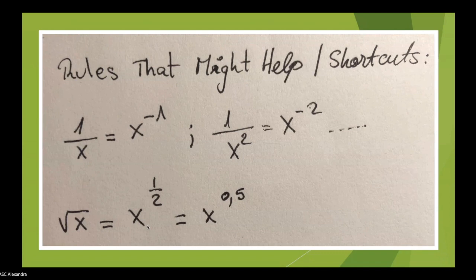But those are some, I call them rules that might help, or shortcuts. I think it's very good to know that 1 over x, or 1 over x at any power, can be written as x to the power of minus the power that x is at. It's pretty useful when you have to derive something, because a lot of people might not know how to derive 1 over x squared, but you know how to derive x to a power. It's easier to derive when you see it as x to the minus 2, because it's basically just minus 2 times x to the minus 2 minus 1, so minus 3.